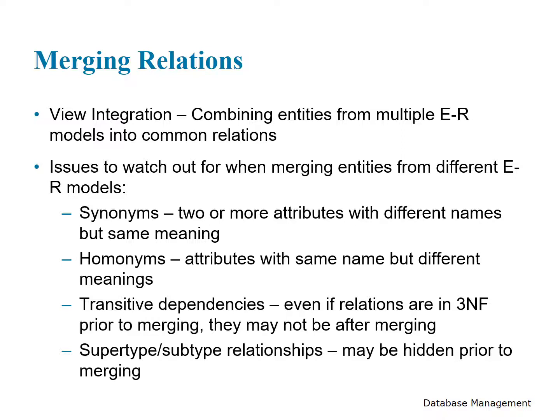Homonym. An attribute name that may have more than one meaning is called a homonym. For example, the term account might refer to a bank checking account, savings account, loan account, or other type of account, and therefore account refers to different data depending on how it is used. You should be on the lookout for homonyms when merging relations. Consider the following example.